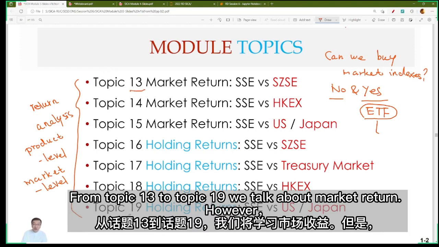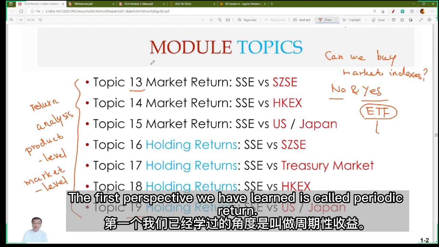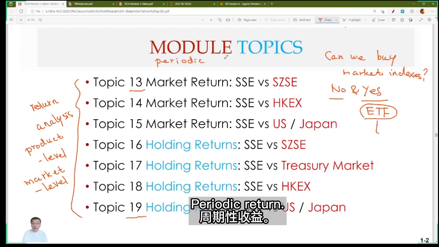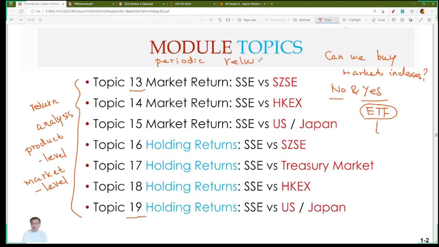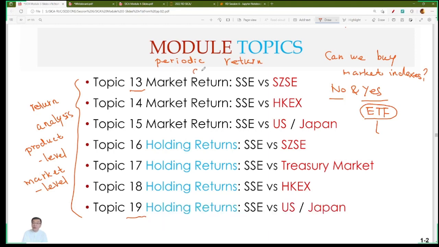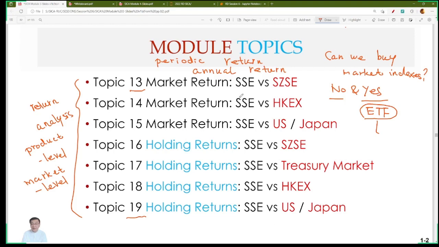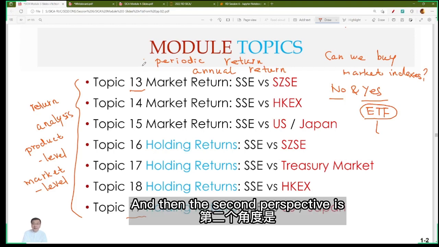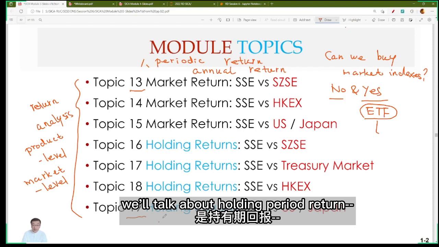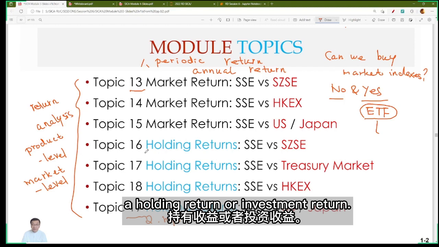From topic 13 to topic 19, we talk about market return. However, we talk about market return from 2 perspectives. The first perspective we have learned is called periodic return. Here we will use annual return. Of course, you can use weekly return or monthly return. And then the second perspective is holding period return, or holding return, or investment return.